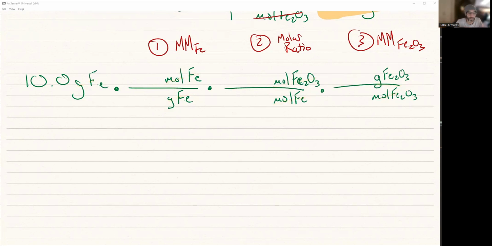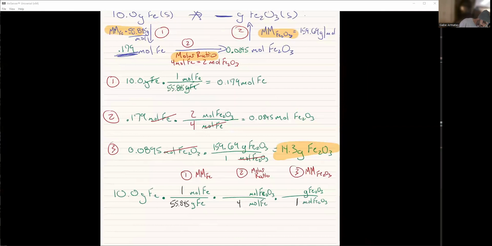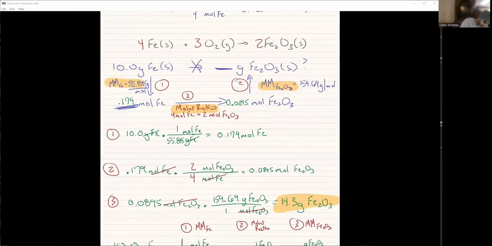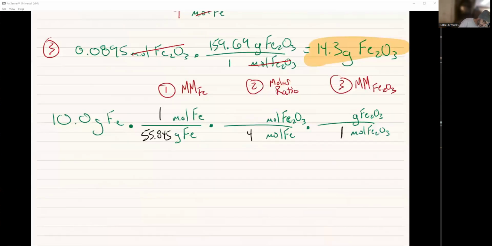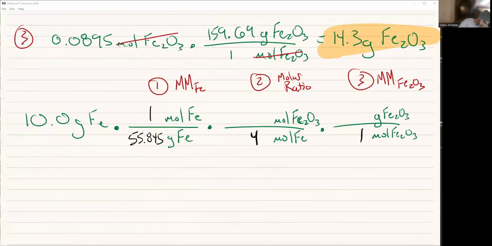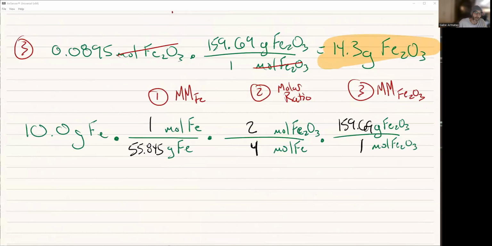So if you set it up this way, we know that we're not going to mess up our calculations. What I want you to recognize is that when we're dealing with a molar mass, 1 mole, those have to be equal to 1. And I know that the molar mass of iron is 55.845. And going back to the balanced chemical equation, for every 4 moles of iron, I get 2 moles of Fe2O3. So it's a 4-to-2 ratio. And then I know that 159.69 grams is 1 mole of Fe2O3.